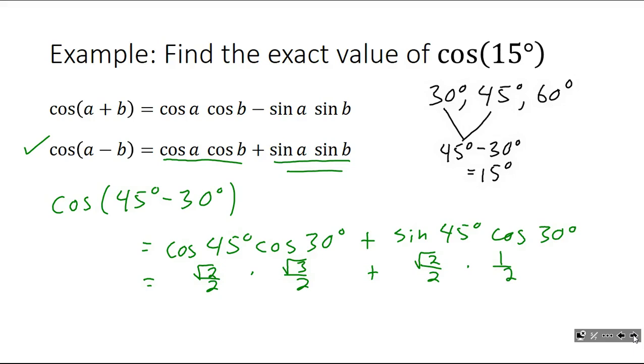Well, let's multiply these. When we do the first, square root of 2 times square root of 3 is square root of 6. It's over 4. And the second one, it's just square root of 2 over 4. And we get the square root of 6 plus the square root of 2 all over 4.